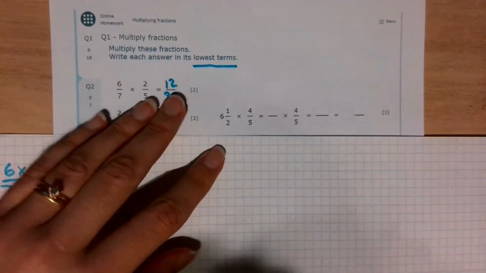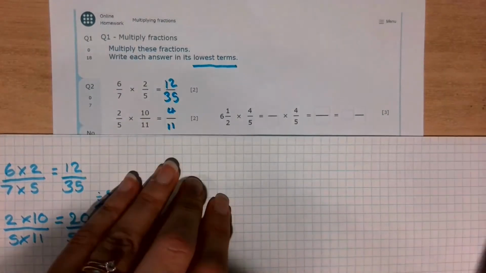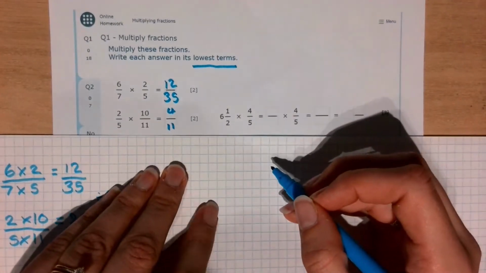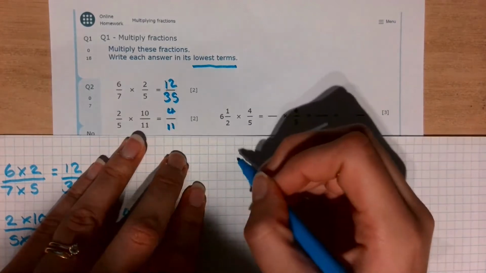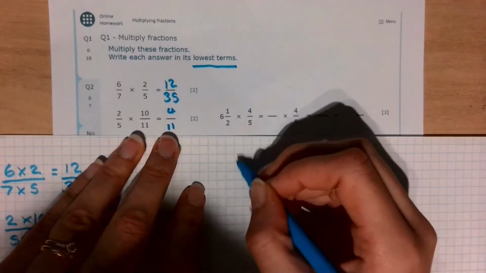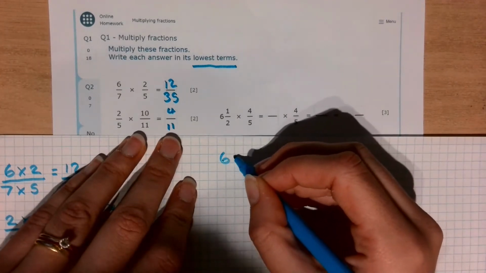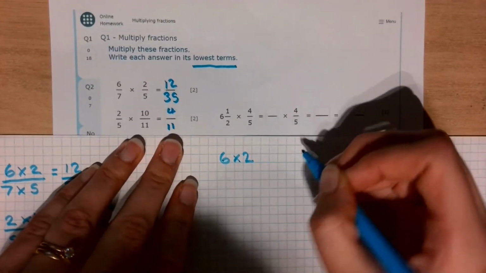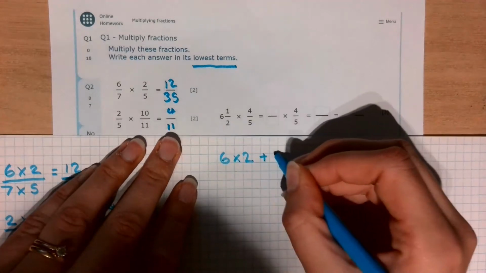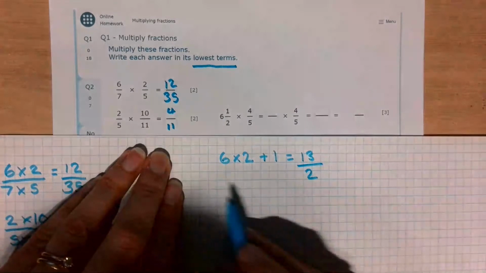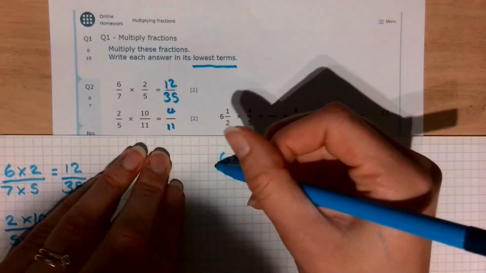Now, we've got some mixed numbers here. So remember, with mixed numbers, first of all we have to turn them into improper fractions. So we've got 6 1/2. So 6 whole ones, that means 6 lots of 2 halves. So 6 times 2, and we've got 1 extra half. That gives me 13 halves. So that's what that's going to be.